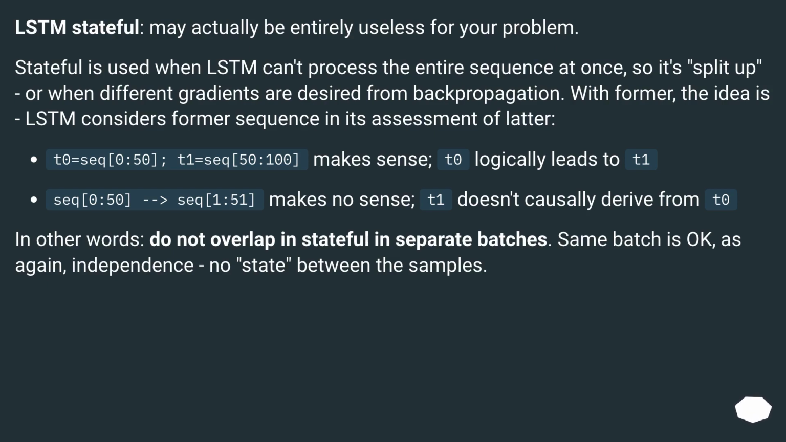Stateful is used when the LSTM can't process the entire sequence at once, so it's split up, or when different gradients are desired from backpropagation. With the former, the idea is that the LSTM considers the former sequence in its assessment of the latter. T0 equals sec 0, columns 0 to 50, T1 equals sec 0, columns 50 to 100: makes sense, T0 logically leads to T1. Sec 0 columns 0 to 50, then sec 1 columns 51 to 100: makes no sense, T1 doesn't causally derive from T0.